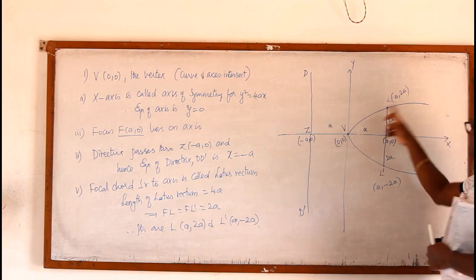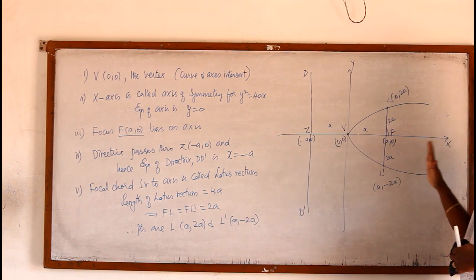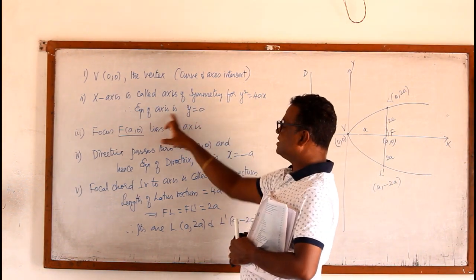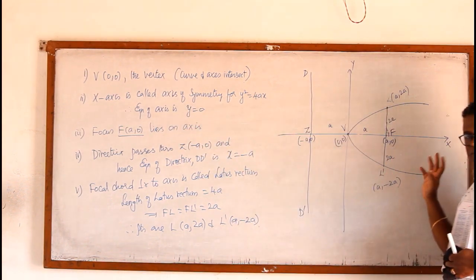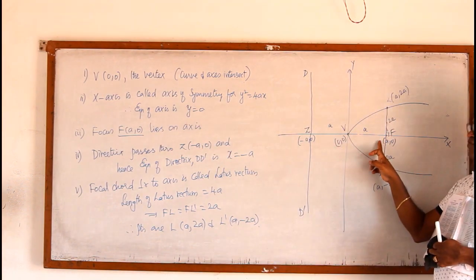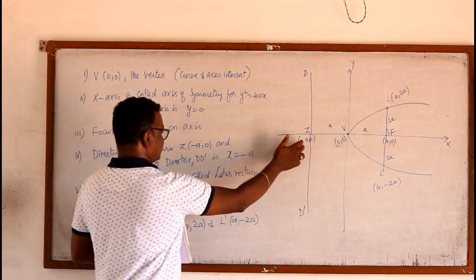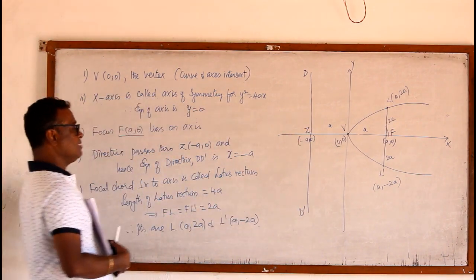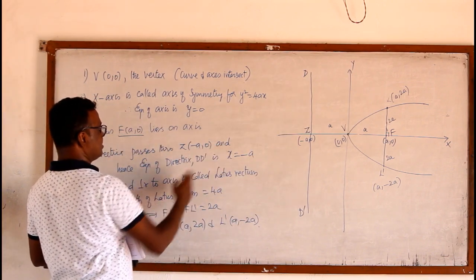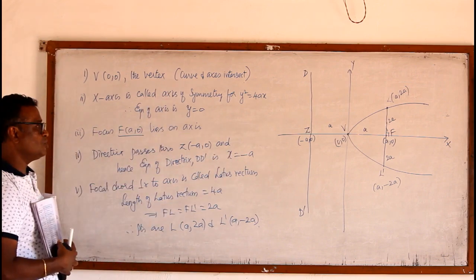Here the curve is symmetric about the x-axis, therefore the x-axis is called the axis of symmetry or simply the axis of the parabola. So the x-axis is the axis of symmetry for y square equal to 4ax, and its equation is y equal to 0. Focus always lies on the axis, and therefore (a, 0) is the focus. The directrix is exactly opposite the focus, passing through Z (minus a, 0), and therefore its equation is x equal to minus a because it is parallel to the y-axis.